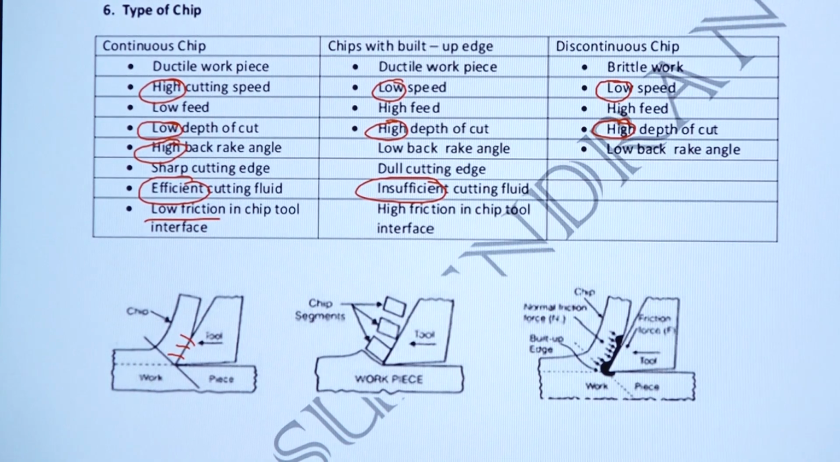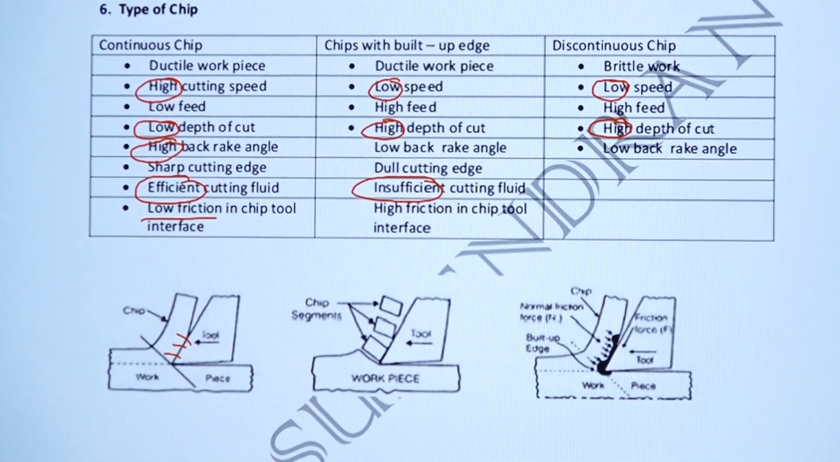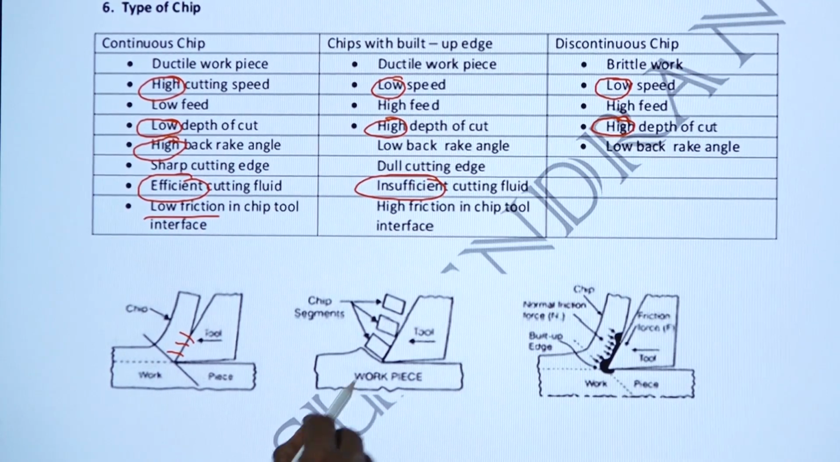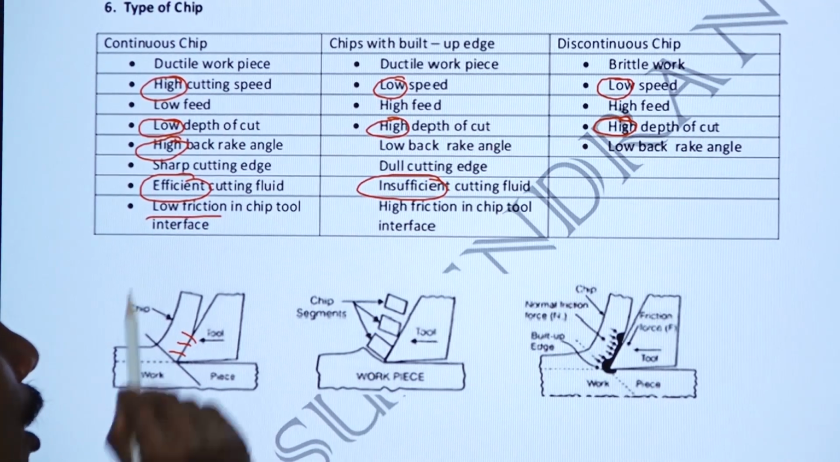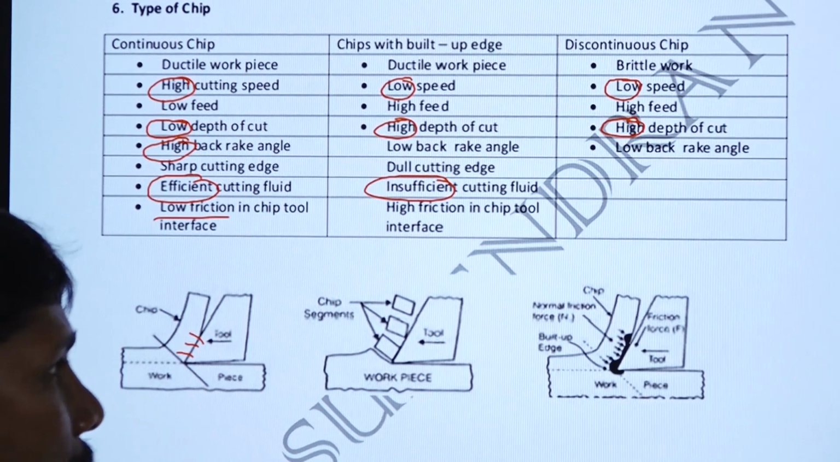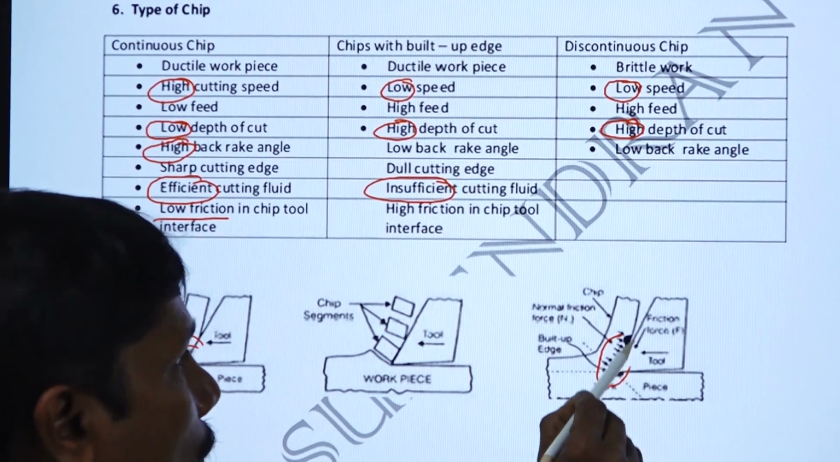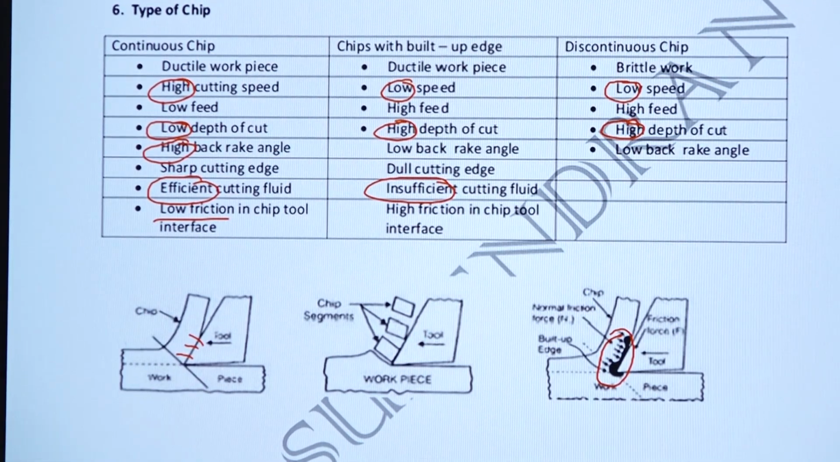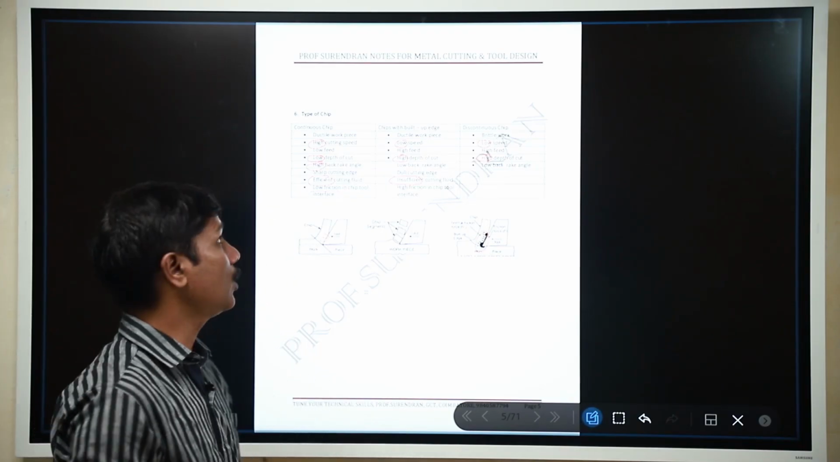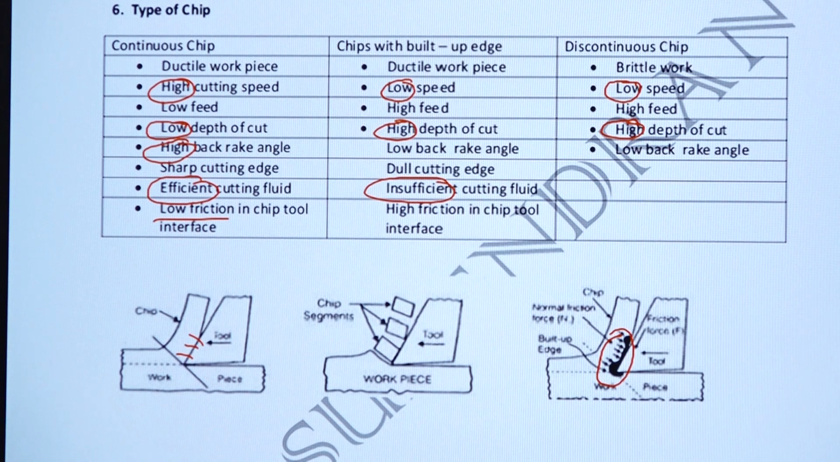You can observe the chip here is continuous, and this is a segmental chip or discontinuous chip. You can see the built-up edge marked in black. Because of the built-up edge, the tool may also break. So these are the major differences between continuous chips, discontinuous chips and continuous chips with built-up edge.